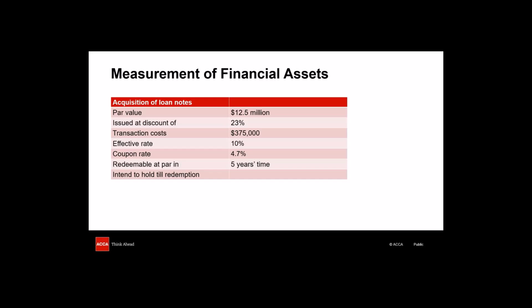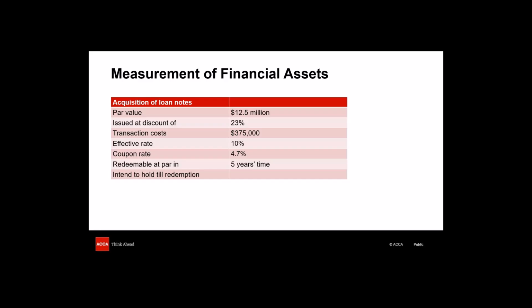Then there were transaction costs of 375,000, but at this point we don't know at what model it is being classified. If it is at amortized cost or fair value through OCI, then we'll add it to the value of the purchase consideration. Otherwise, we won't.